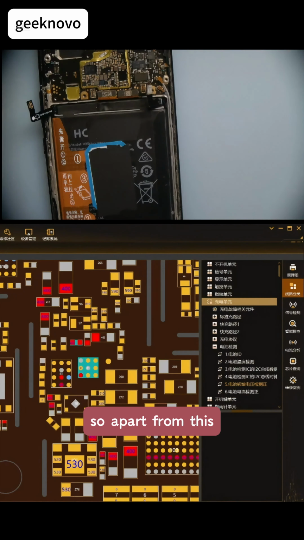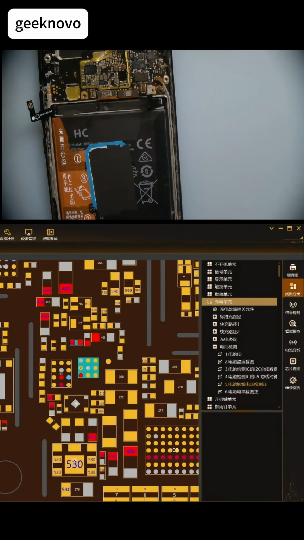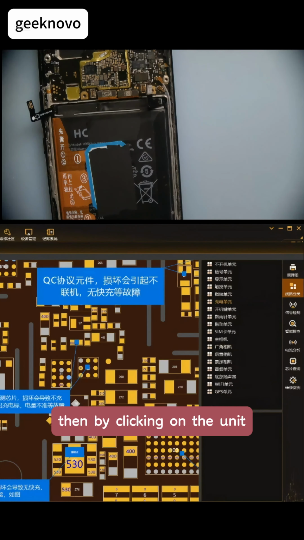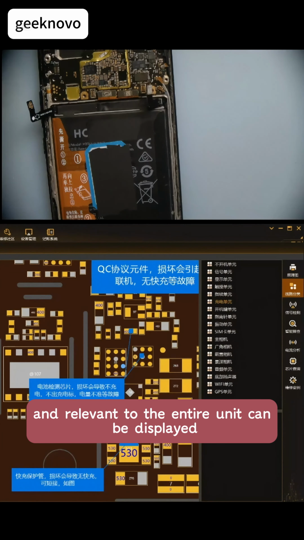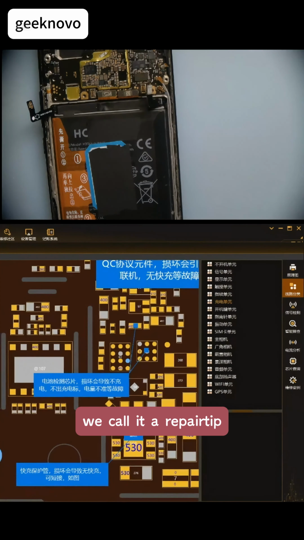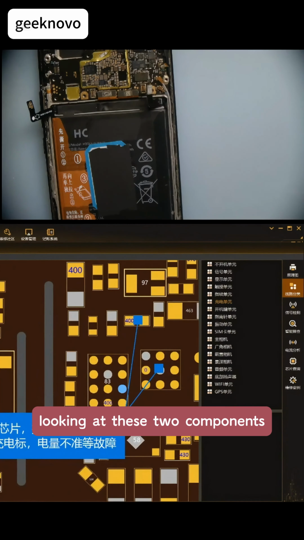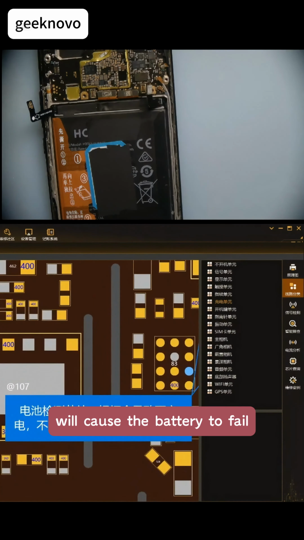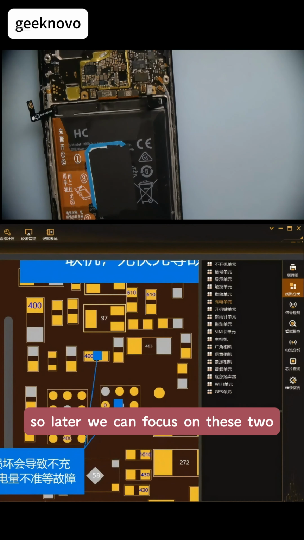So apart from this, we can also click on the cell on the right. Then by clicking on the unit, some maintenance notes that are known and relevant to the entire unit can be displayed. We call it a repair tip. So here, looking at these two components will cause the battery to fail to detect the charging mark, the power is inaccurate and other faults. So later, we can focus on these two chips. These two elements are observed.